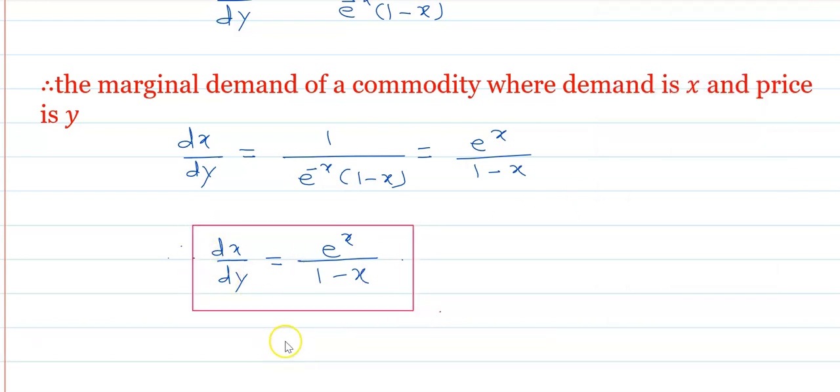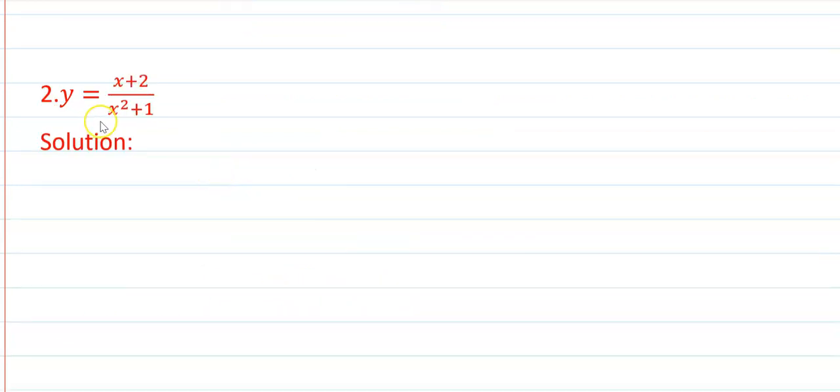Find the normal derivative, and then by the derivative of the inverse function, dx upon dy is equal to 1 upon dy by dx. Okay. Now the next problem. Next problem is y is equal to x plus 2 upon x square plus 1. And again here we have x plus 2 upon x square plus 1. Now differentiate this.